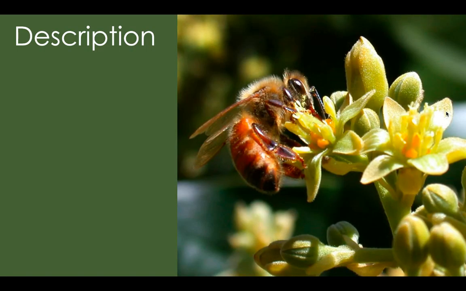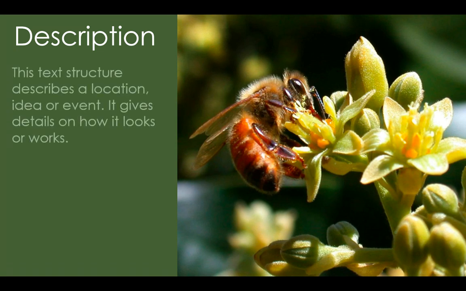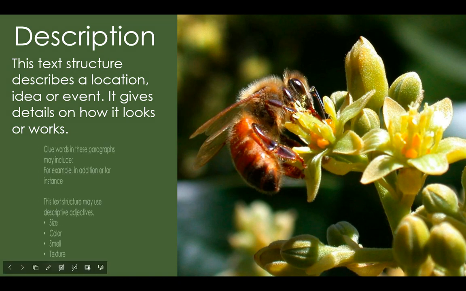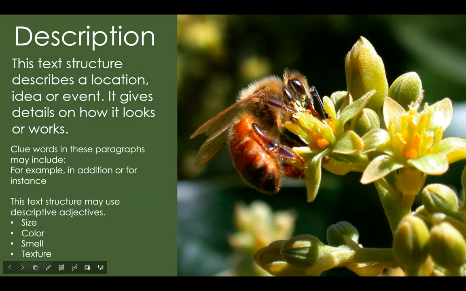So, we're going to start by looking at the description text structure first. This text structure describes a location, idea, or event. It gives details on how something looks or works. There are some clue words that can be used in description text structure. Those words would be, for example, in addition, or for instance.